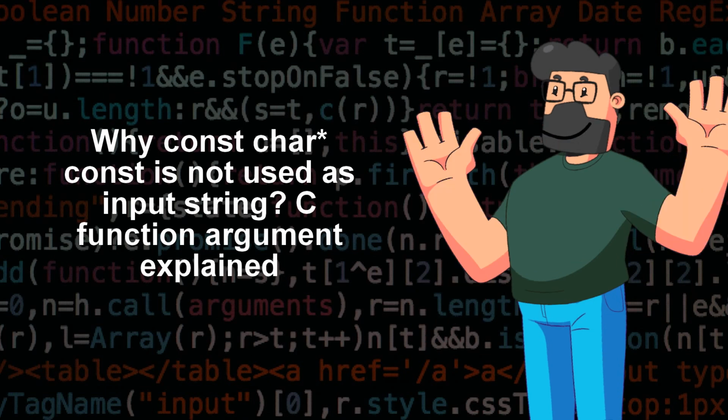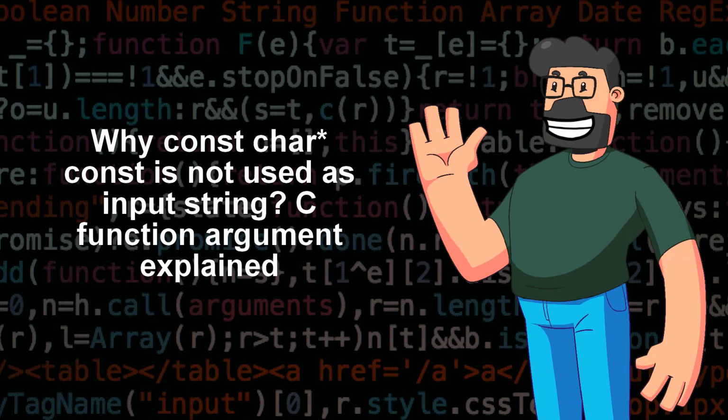Today we'll be diving into a common problem that often arises when dealing with pointers in C. The problem we'll be tackling revolves around the use of const in function declarations, specifically when dealing with strings that won't be modified.